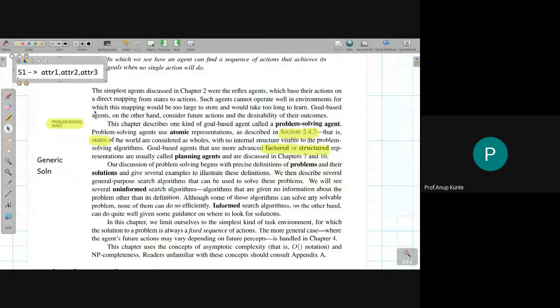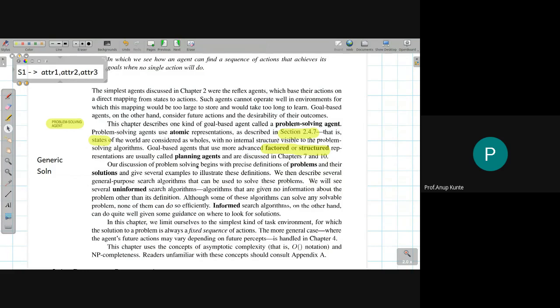Okay, the next thing that we need to understand is, I'm not talking about factored and structured representation. I'm deferring that till our module number 5, I guess. Planning we'll be learning in module number 5 or 4, I'm not sure about it right now. But in one of the modules we will discuss what a factored representation or a structured representation of state means.